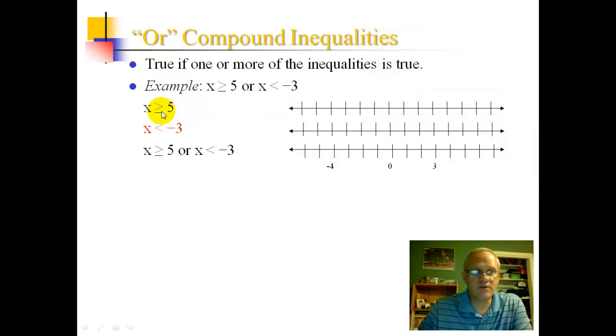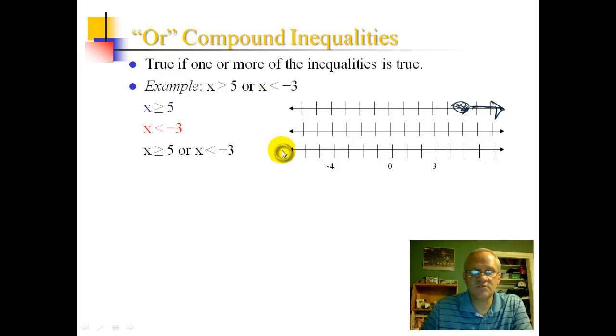On the blue one here, well, I didn't redo the numbers here, but I think we can figure out where the numbers are. X is greater than or equal to 5. Well, if this is 3, 4, 5, here's 5. It's equal, so it's going to be filled in. And greater than means our arrow goes to the right.